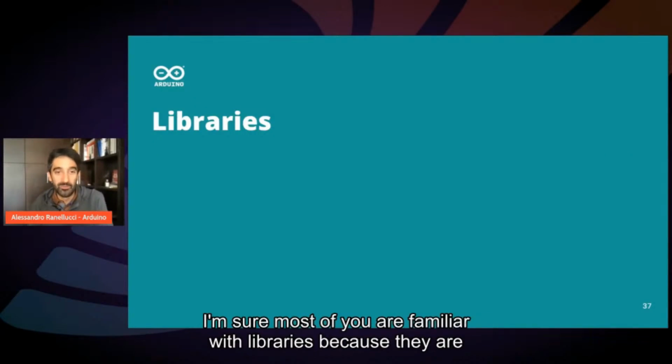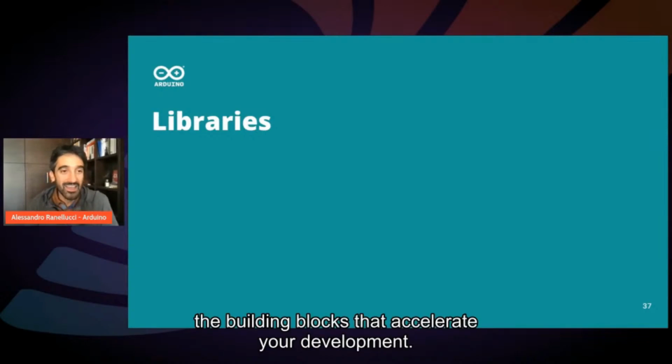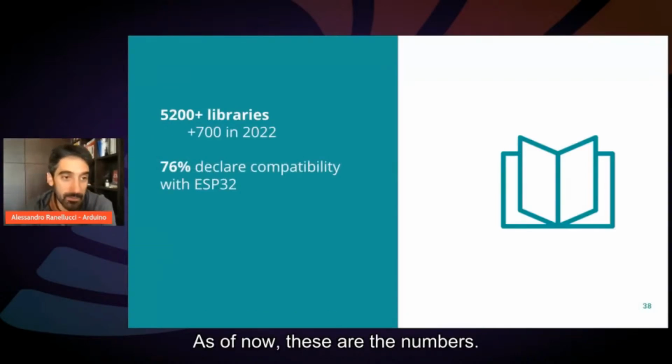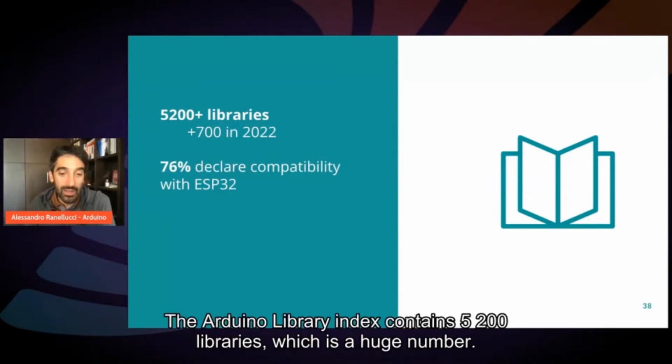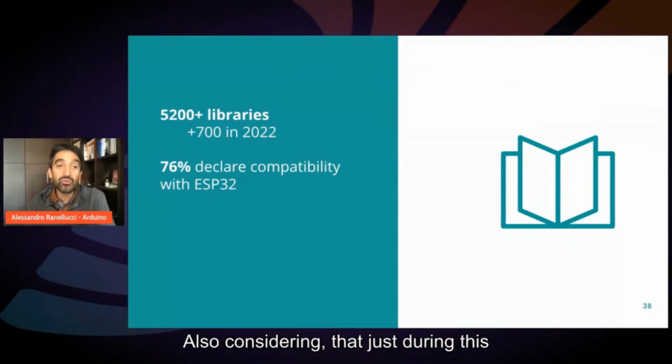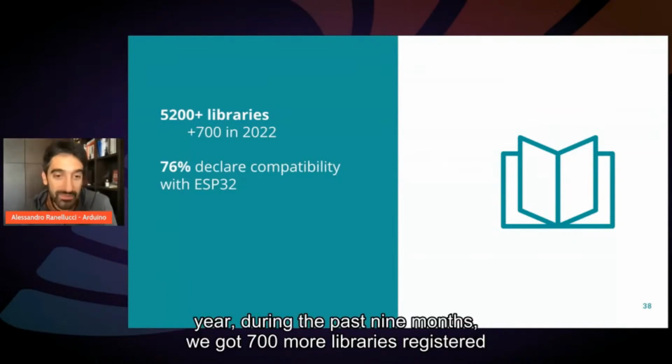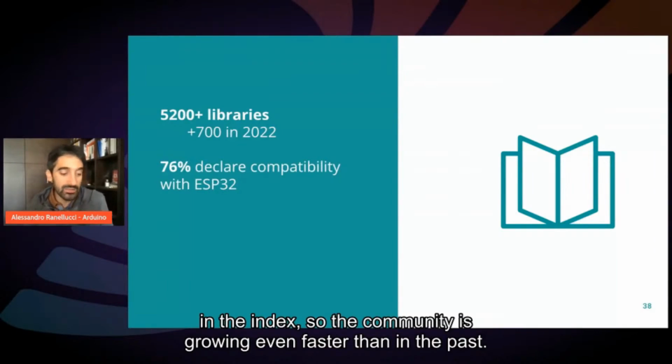I'm sure most of you are familiar with libraries because they are the building blocks that accelerate your development. As of now, these are the numbers. The Arduino Library Index contains 5,200 libraries, which is a huge number. Also considering that just during the past 9 months of this year, we got 700 more libraries registered in the index. So the community is growing even faster than in the past.